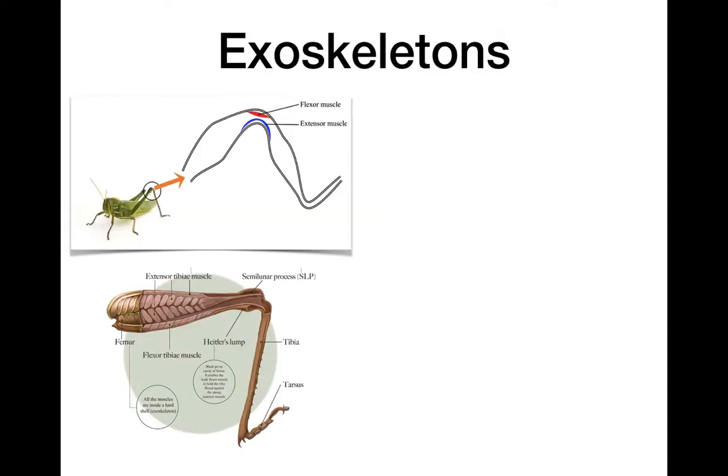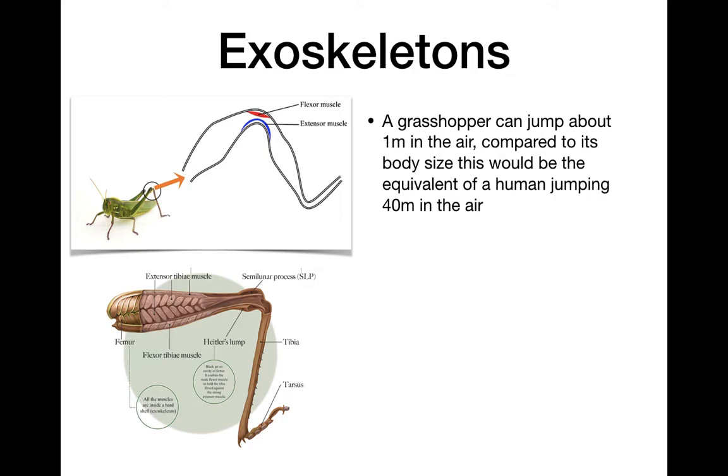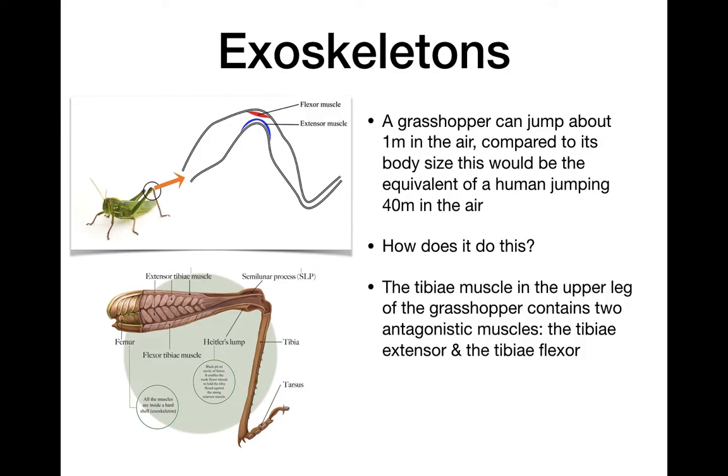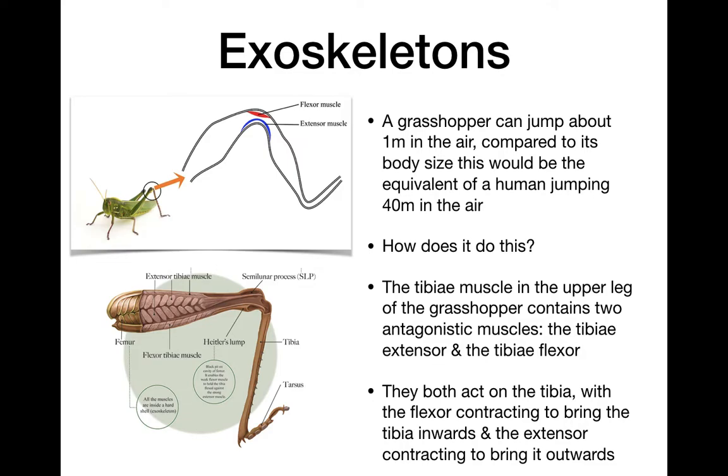So the example we'll look at here was the grasshopper, and it can jump really high compared to its body size, which is really impressive, and it's because of the way its leg joints are put together. So the tibia muscle, it's a big muscle here in its upper leg, right here. It contains two muscles that work together, the tibia extensor and the tibia flexor. And how they work together is they both act on the same bone, the tibia. So if you look here, here's the flexor and here's the extensor, and they contract to move the leg and allow it to jump really high. The muscle strength and bone strength compared to the size of the insect is very impressive.